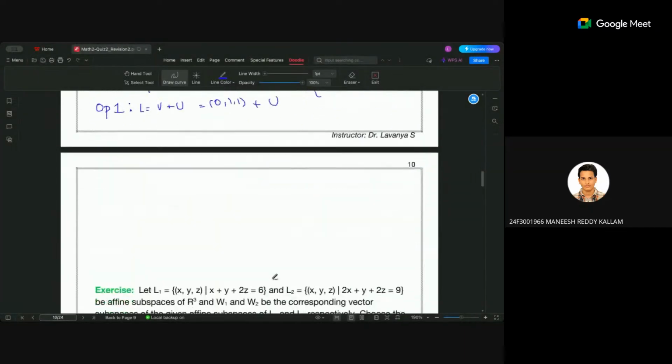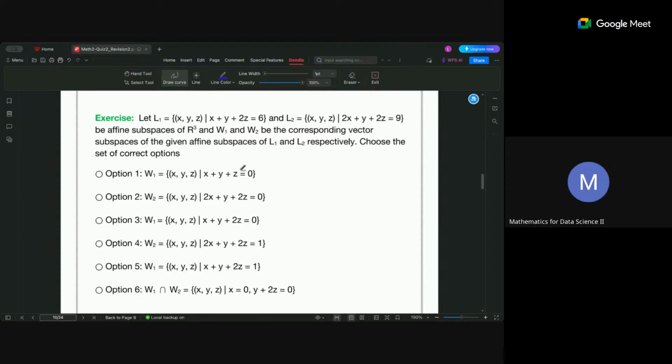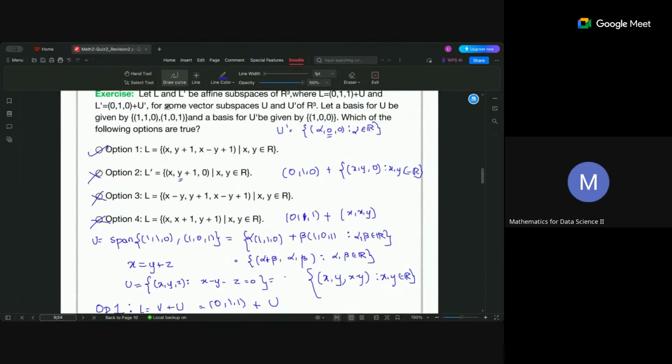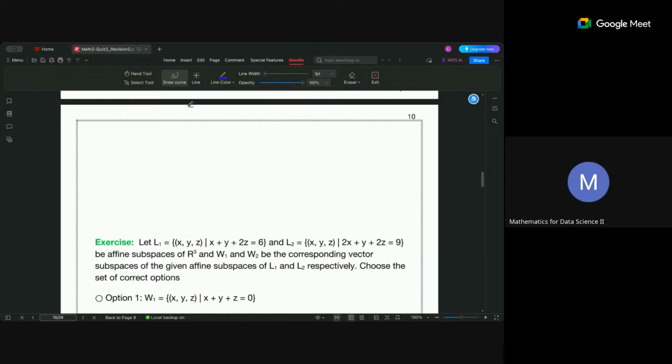Good. So there is one more problem. This is the reverse case. Earlier we saw, given a subspace, what is the corresponding affine space? Now we are given the affine space. See, this is very easy. I will tell you. This is something you should all know.